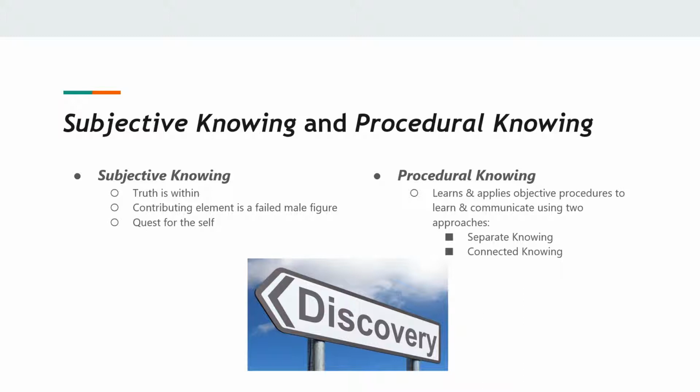The second approach is connected knowing and is based in empathy and care. Basically, this means that instead of receiving information from an external authority, a person discovers truth through personal experience.